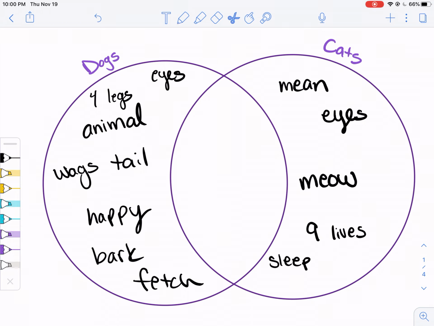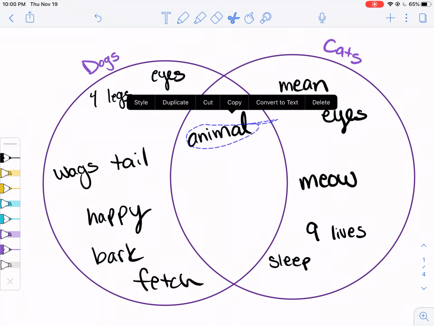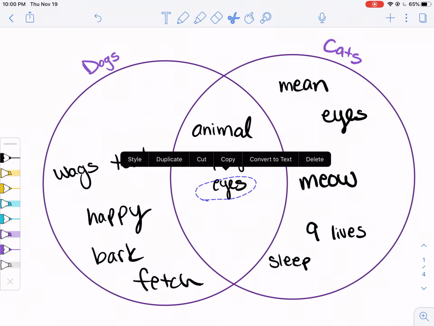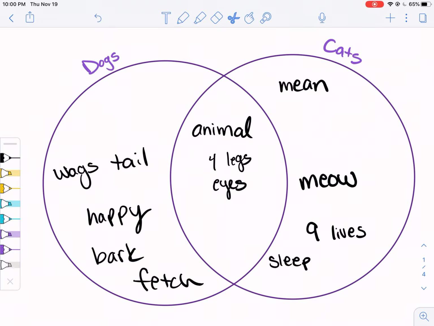But you'll notice that cats and dogs, they are both animals. So we can put this idea of this animal description in here because it fits for both of them. And cats and dogs also both have 4 legs and they have eyes as well. So that goes with both of them. Is that it? I think we could find other similarities. They both breathe. That's kind of a function of being an animal. They're both common pets, right?